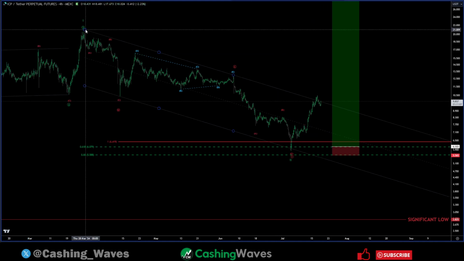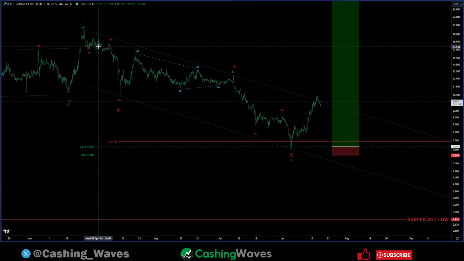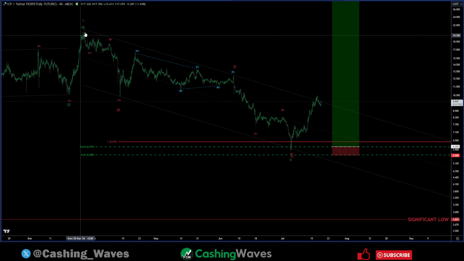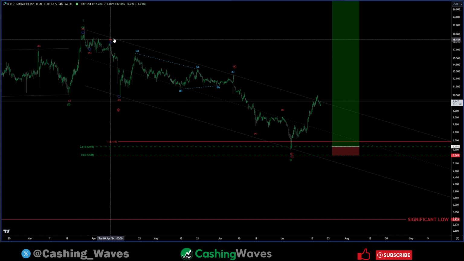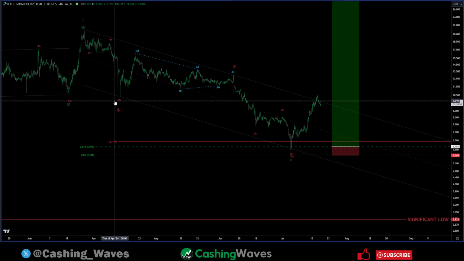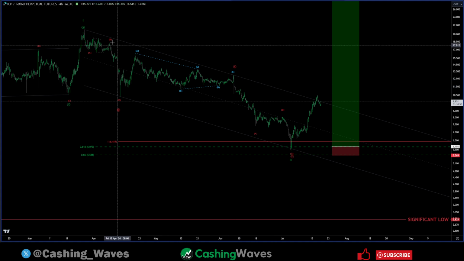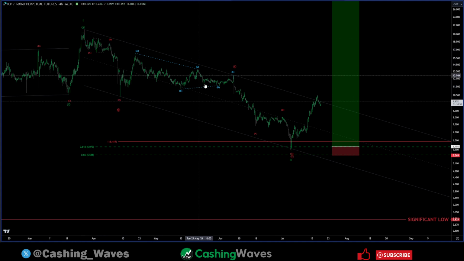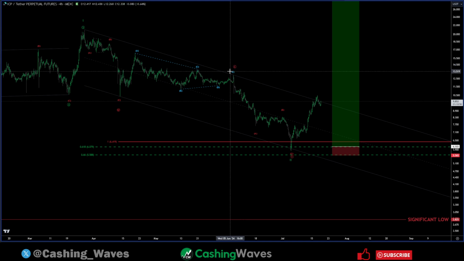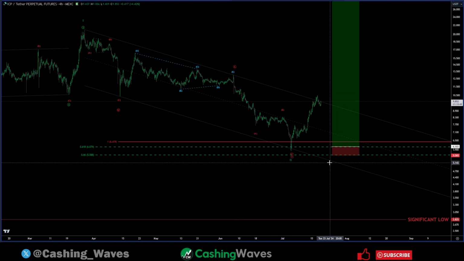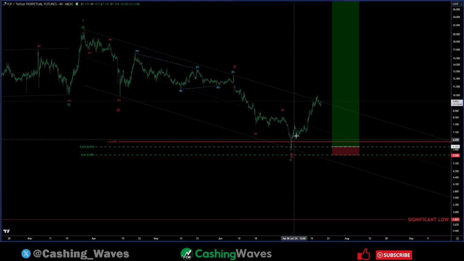And off this correction, we had a WXY, which is a 3-3-3. Two corrections tied together with an X wave. So we had an ABC zigzag for our W wave. We had a triangle for our X wave and a zigzag for our Y wave, double zigzag. Off of that, we had our pivot.